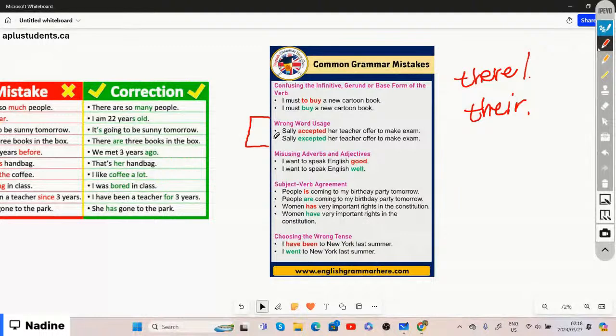So you see, accepted and accepted is basically two words that you would think is the same. But we need to know how and when to use accepted, and we need to know when to use accepted. Even the way we say it, accepted and accepted.